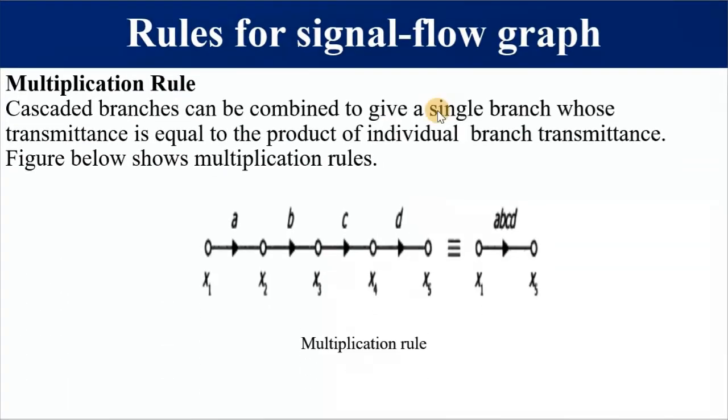Just as we did for cascaded blocks, we are going to do the same for cascaded branches. They can be combined to give a single branch whose transmittance or gain is equal to the product of the individual branch transmittances. In other words, from x1 to x5, we have this transmittance A, B, C, D. So we have combined the transmittances between x1 and x2, x2 and x3, x3 and x4, x4 and x5, and we now have a single branch, which is this branch, and the transmittance is equal to the product of A, B, C, and D.